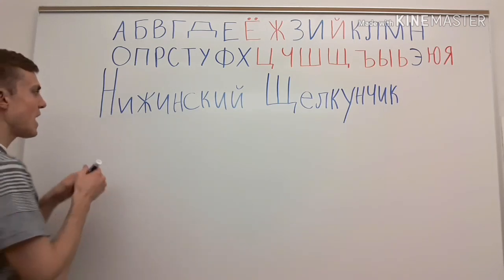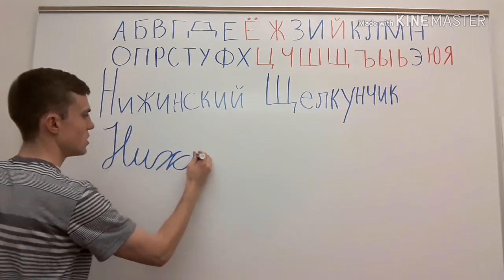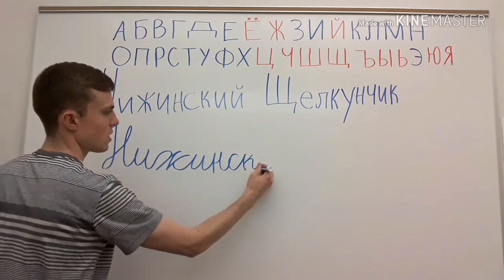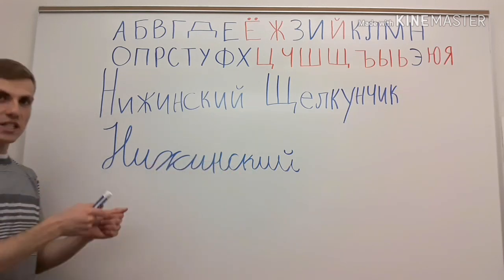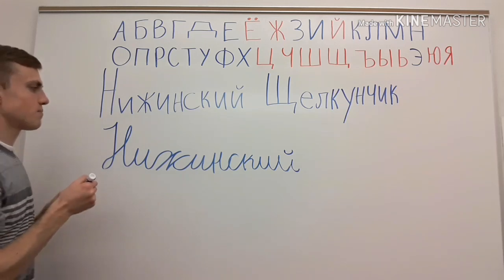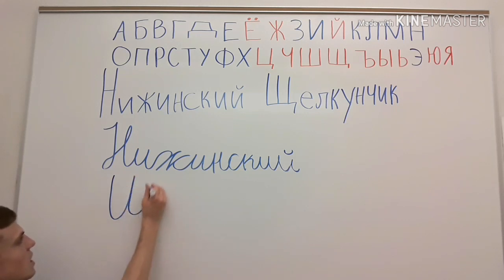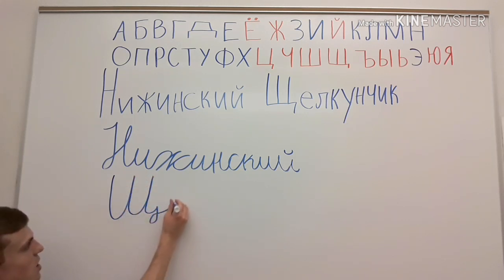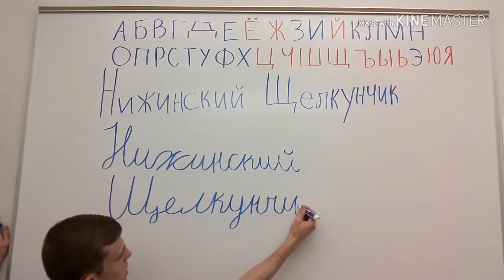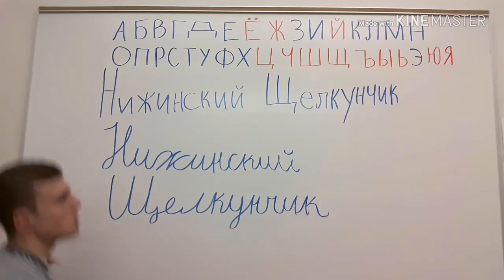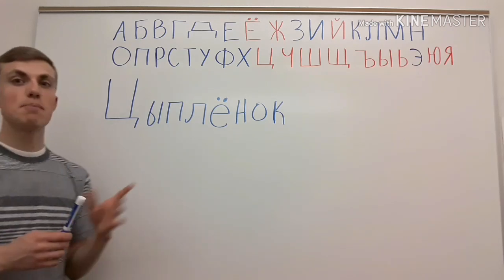To start off, you start off with a capital N, like this, E, and the sh that we just learned, and finish it off with an I kratkoye at the end. So there's Нижинский, and Щелкунчик, I'm going to get down to this one. Start off with the sh, and draw the tail, yet. Just like that. Щелкунчик.